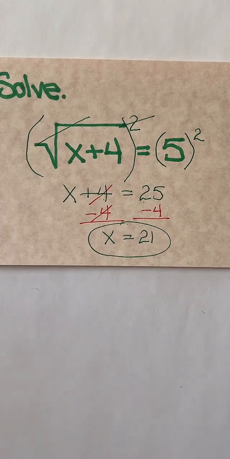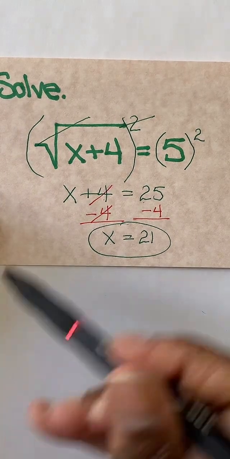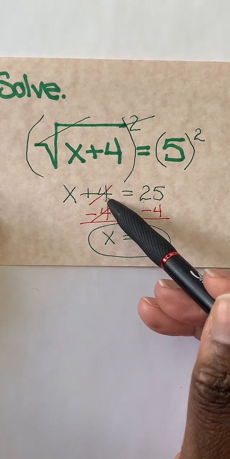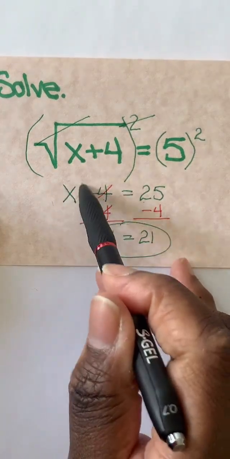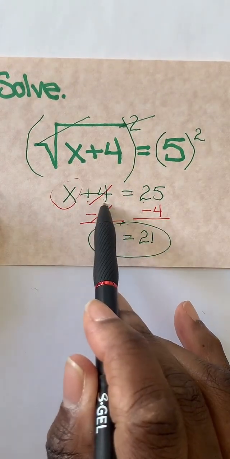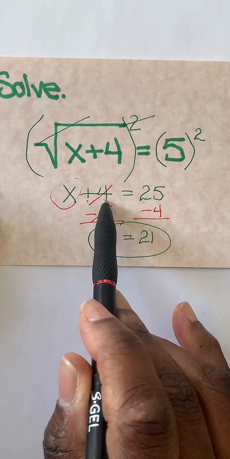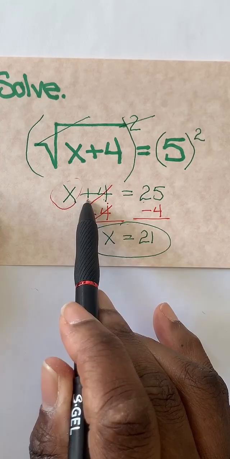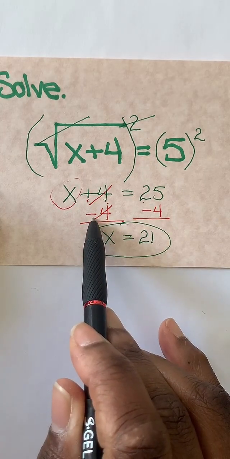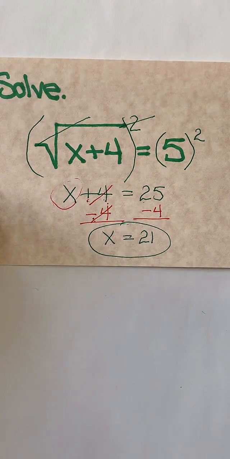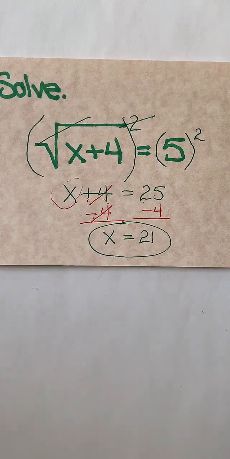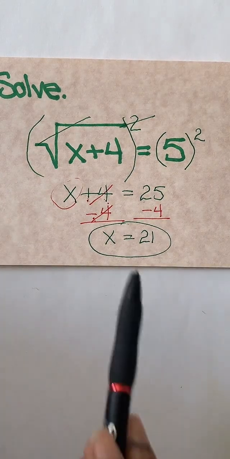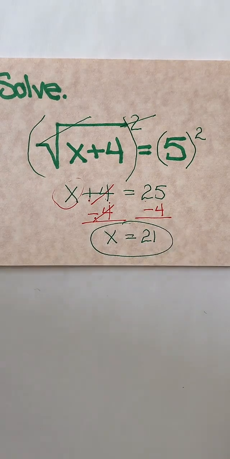Okay, how did I get the minus 4? If you want to isolate this x, you always have to do the opposite of the sign of this number. The sign was a plus 4. So the opposite of plus is minus. Okay? So that's how we got that minus 4. And whatever you do on one side, you have to do on the other side.